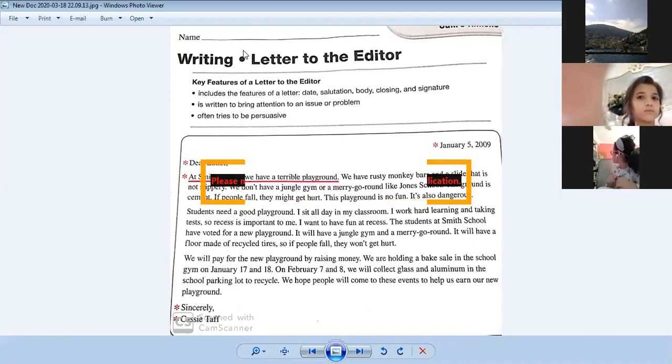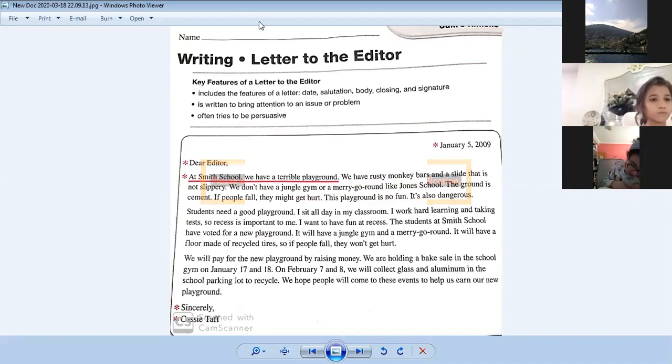This is what you do, Rital. See, on these three lines, we have rusty monkey bars and a slide that is not slippery. See here, we have two problems already. A rusty monkey bars, a slide that is not slippery. Here on these three lines on the first paragraph, Casey listed all of the problems that they have on the playground. Choose three of them and write them on question number two. Okay, Rital?